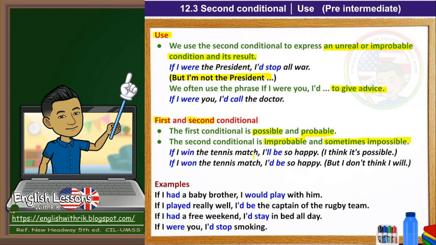If I win the tennis match, I'll be so happy. If I won the tennis match, I'd be so happy. Here are some more examples. If I had a baby brother, I would play with him. If I played really well, I'd be the captain of the rugby team. If I had a free weekend, I'd stay in bed all day. If I were you, I'd stop smoking.